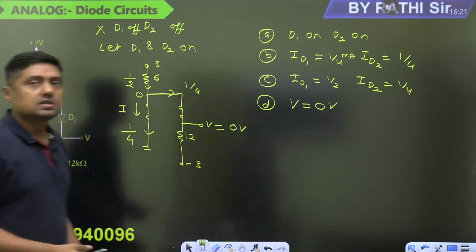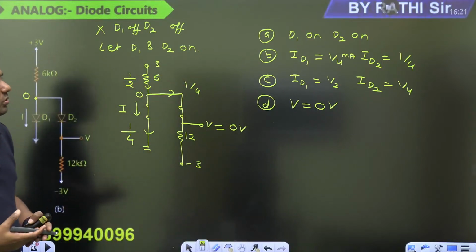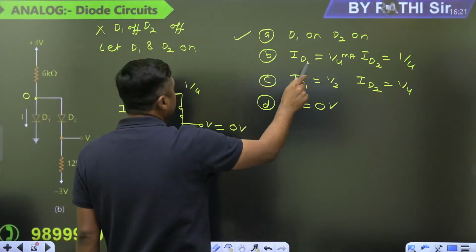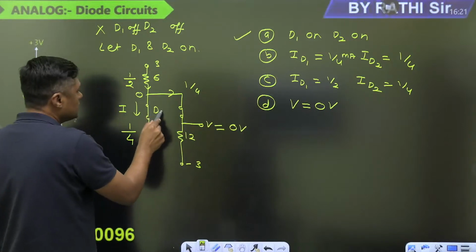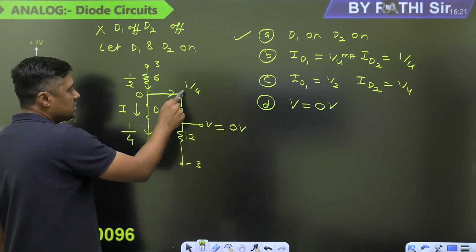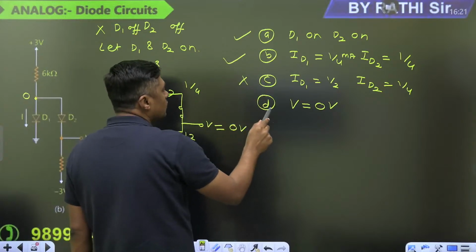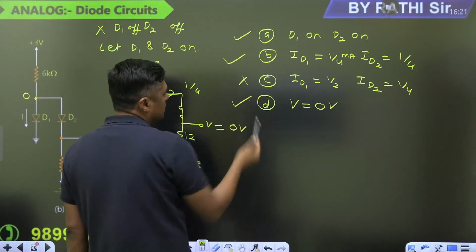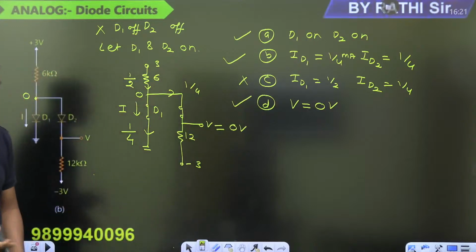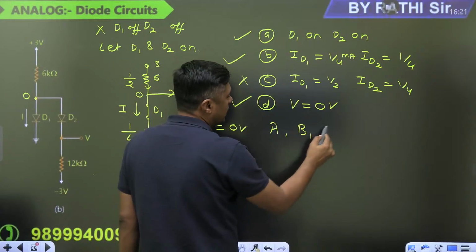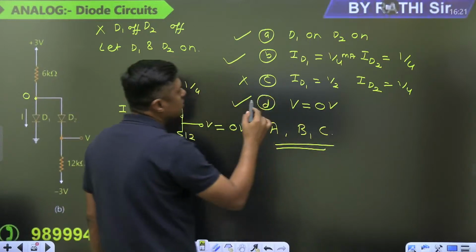Now, this is the MSQ. If it is MSQ, then D1 and D2 both on, correct. What is the ID1? 1 by 4. What is the ID2? 1 by 4. That is also correct. This is wrong. What is the value of the V? 0. That is correct. So what is the answer? A, B, C is the answer for this, not A, B, D.